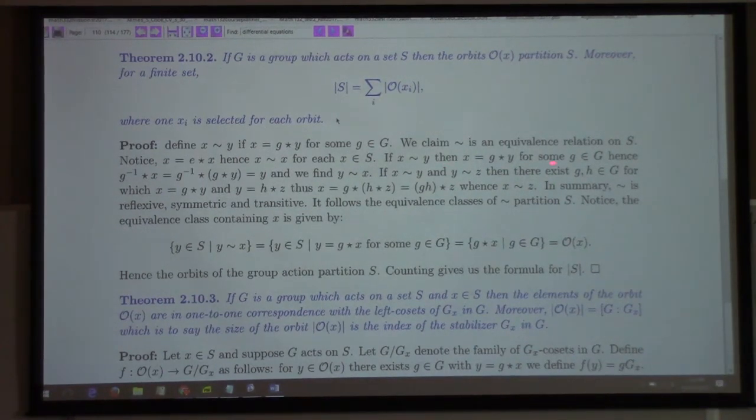This trick right here is pretty much what tons of proofs are based on, this one silly step. But anyway, there it is. So that's not reflexive, that's symmetric. And then if you have X is related to Y and Y is related to Z, then you get G and H such that and that.